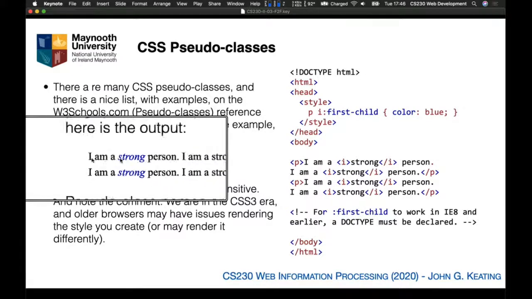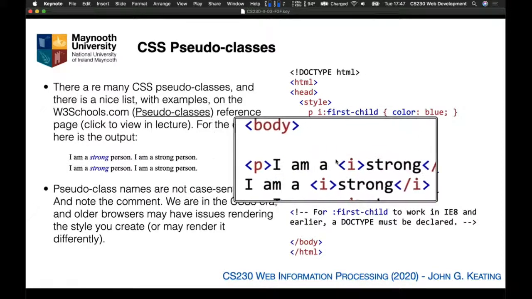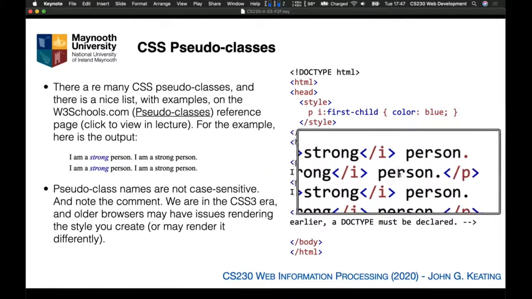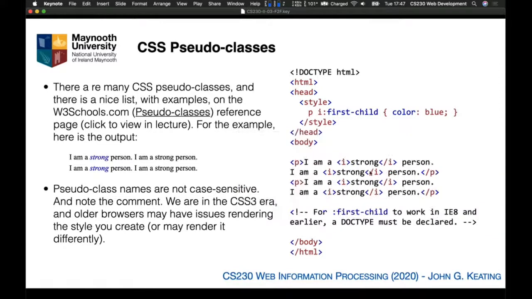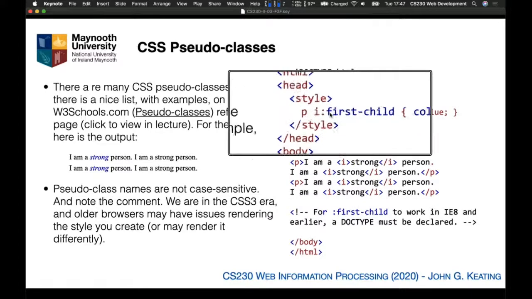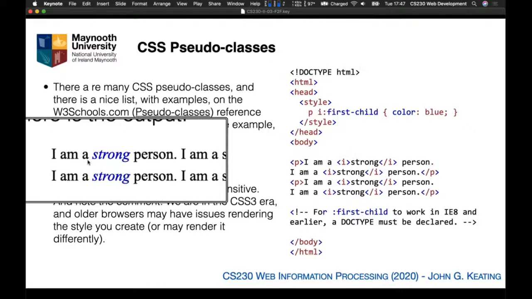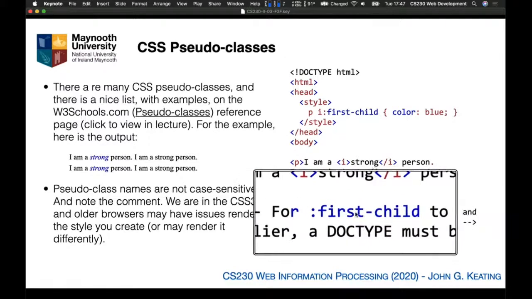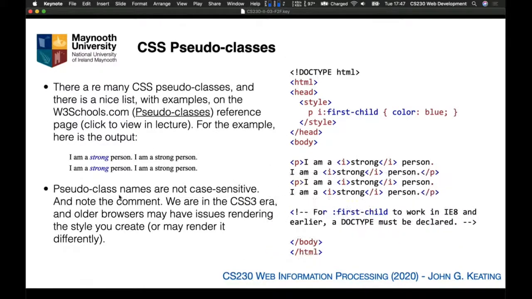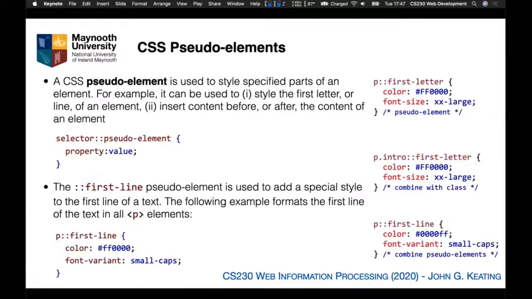So the first one here's the paragraph. I am a strong, and here we have an I person. I am a strong person. Here we have the second one in the paragraph. So it's a child of this particular paragraph tag. Make that blue. We've done this. It's really, really nice. Note that if you're using older browsers, you may have to do some extra work. So we can do all sorts of really interesting stuff and control using these pseudo classes.